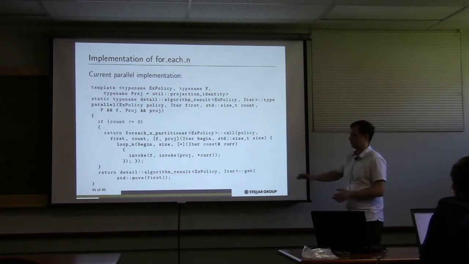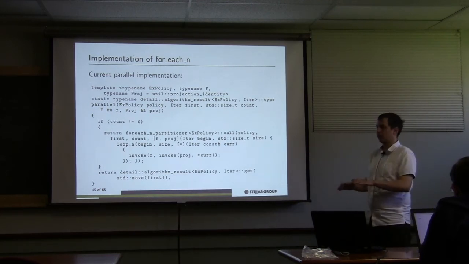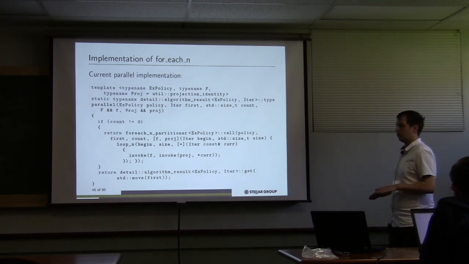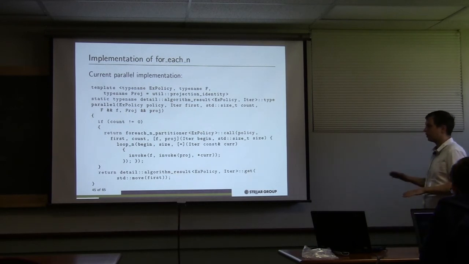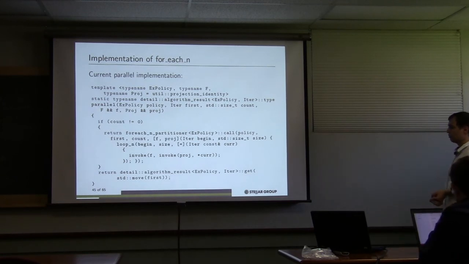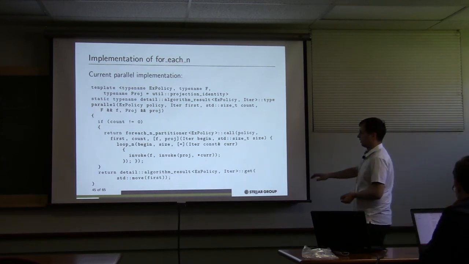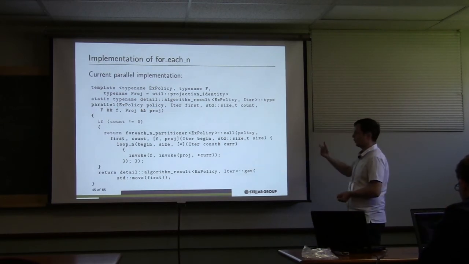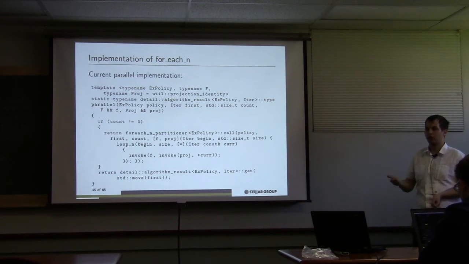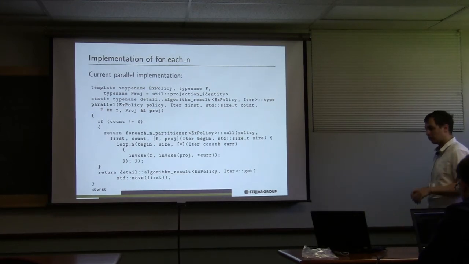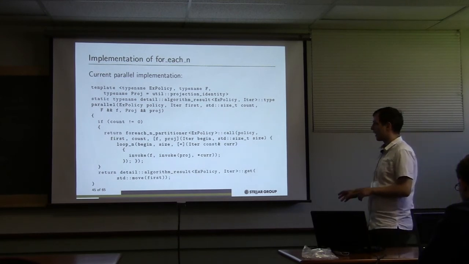This code is basically some backend which uses the chunk size to split the execution for different cores. I could reuse that. I could change something in the backend to send the job into GPU. So we have loop_n, which invokes the function on an iterator and increments the iterator a few times, which means that for one execution, you can process multiple elements.